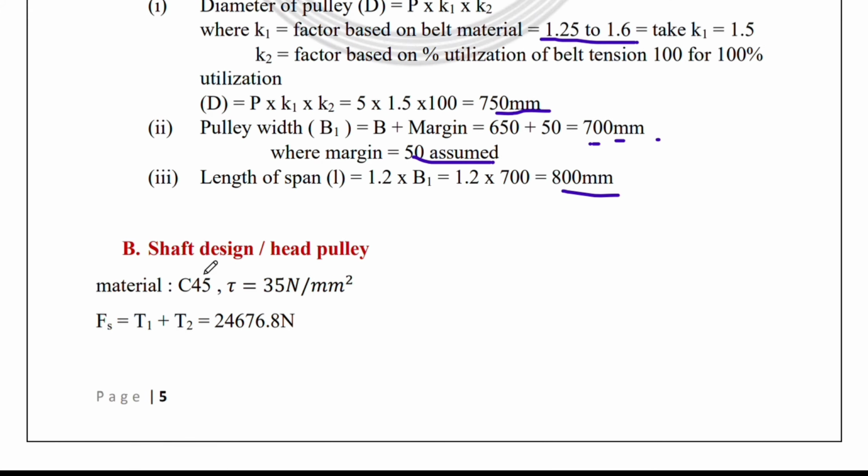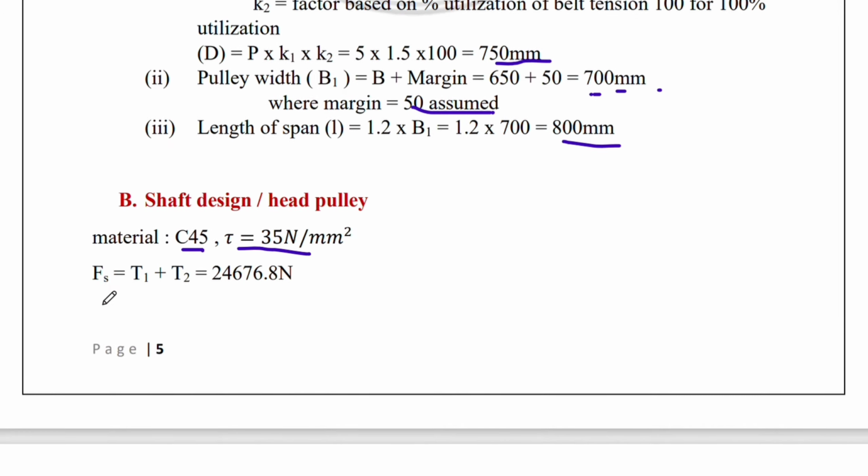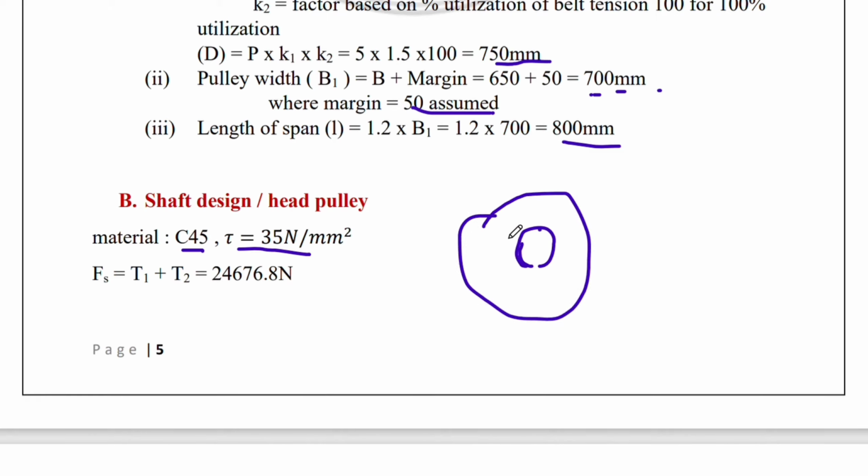Now we will design the shaft of the head pulley. For shaft design, we take material as C45. Tau will be 35 Newton per mm square. Then Fs. Here, this will be the diagram; you can make this diagram over here. This is a pulley where this force is T1, and this side will be T2.